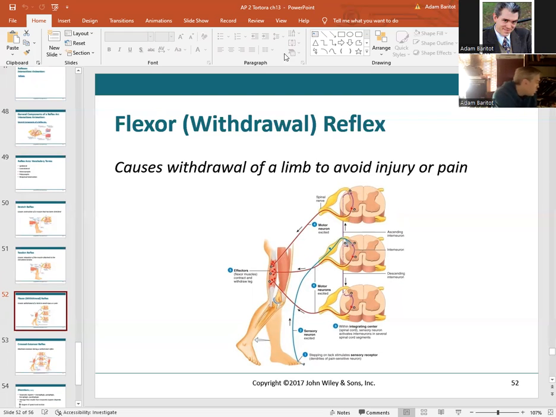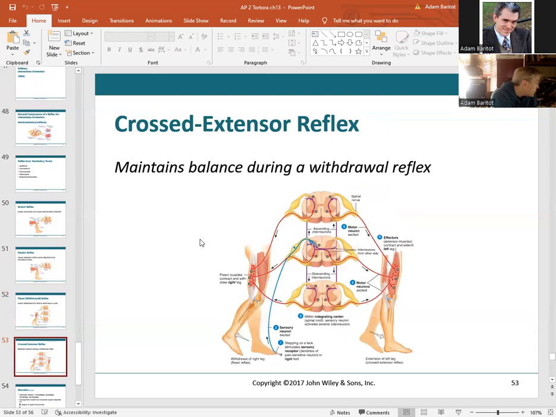Good. Along with that one is potentially the crossed extensor reflex. When it's your foot, specifically when you've stepped on something and you withdraw your foot, your weight will instantly shift to your other leg. We'll say that again. When you pull up one foot because you've stepped on a knife, a Lego, jacks, any number of different things, the other leg will extend in order to catch your weight so you don't fall down. That is a crossed extensor reflex.